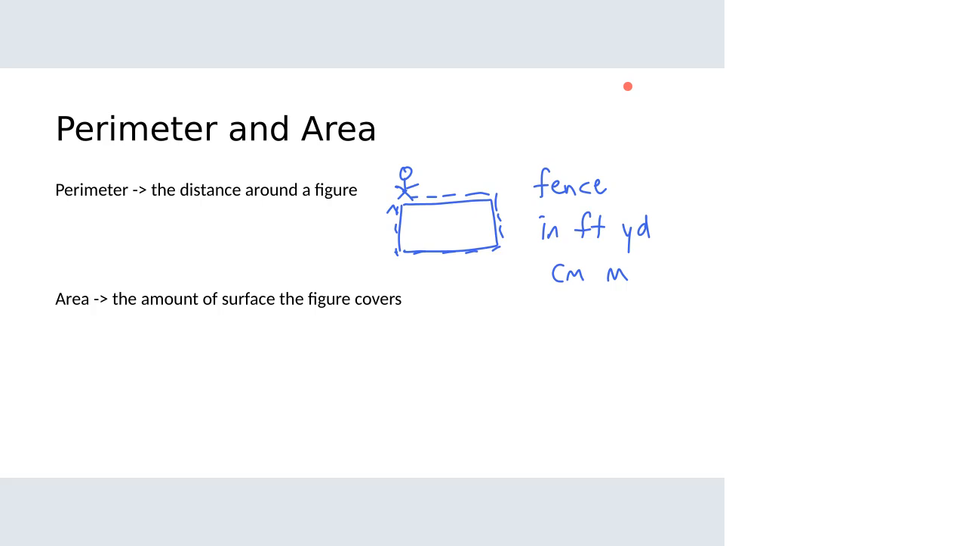For area, now we're not talking about the distance around a figure. We're talking about the amount of surface the figure covers. So if we were to look at a rectangle, we're not talking about the distance around it anymore. We're talking about how much space it covers. Instead of thinking about a fence here, I want you to think about a carpet. How much carpet would we have to buy if we were going to cover this entire space?